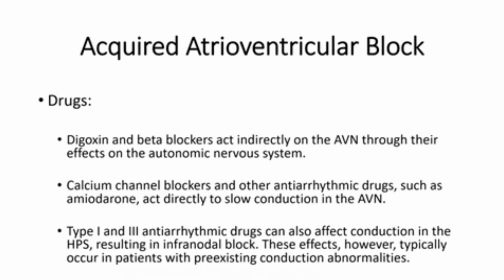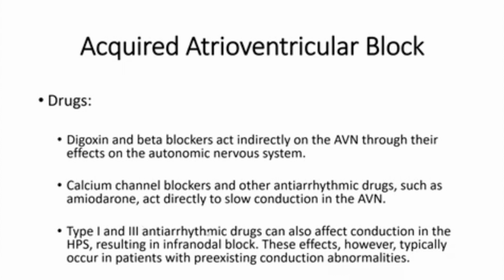Acquired AV block, number one is drugs. What I mean by drugs is medications. So you have digoxin and beta blockers. Their effect is indirect on the AV node by affecting the autonomic nervous system. Versus the calcium channel blockers, like diltiazem or verapamil. They actually directly slow the conduction of the AV node. Same for amiodarone, which honestly has multiple different mechanisms.